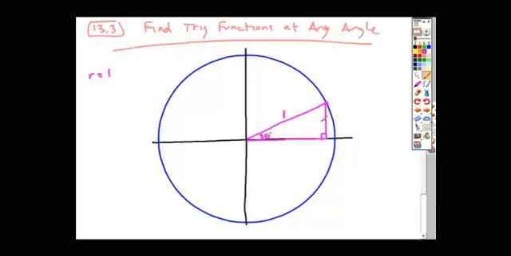I'll call this A. So we have an angle, we have an unknown side A that's opposite, and we have a hypotenuse that we know. Which trig ratio is going to relate these? Sine. So what we could do is take the sine of 30 degrees and set that equal to A over 1.